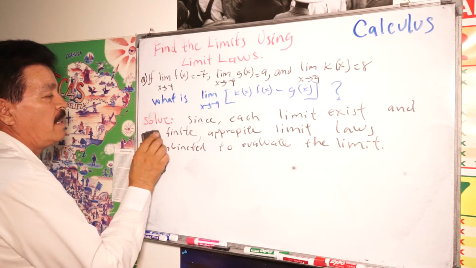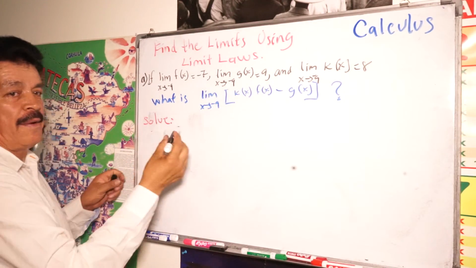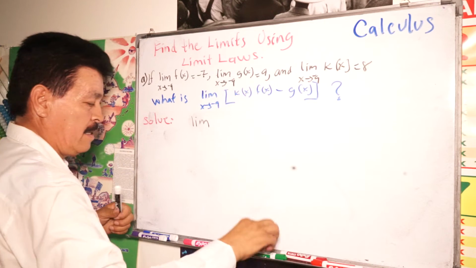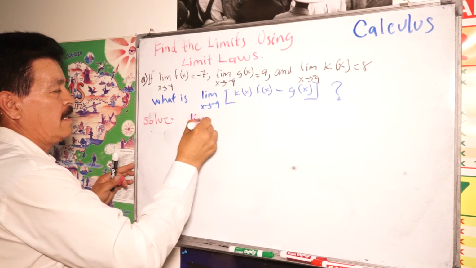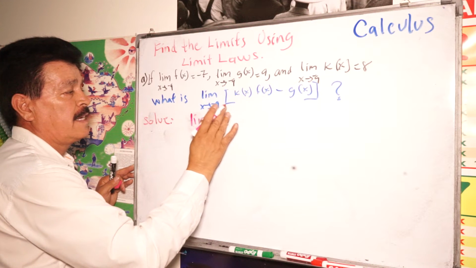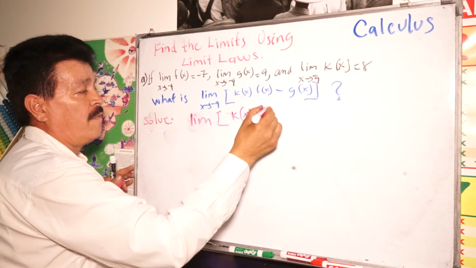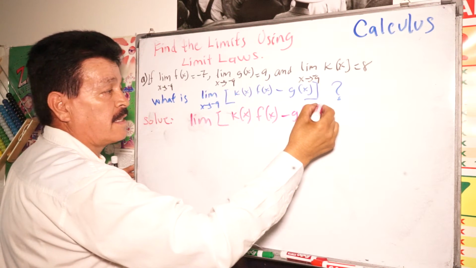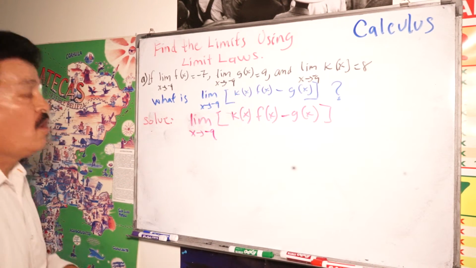Should I erase this statement? What is the appropriate one for the limit? I'll write in a different color. The limit of k of x times f of x minus g of x as x approaches negative 9. So this is the appropriate rule for our problem.